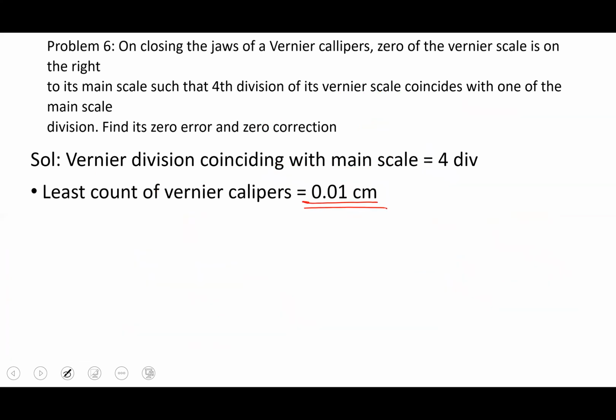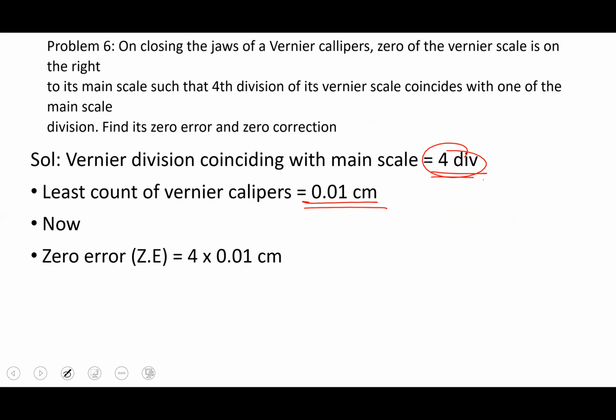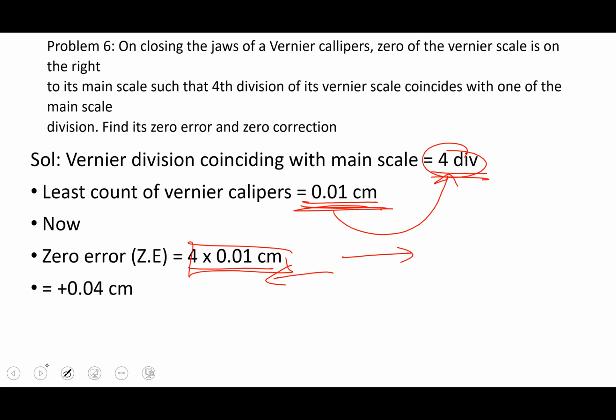It is 0.01 centimeter. Moving on to the zero error. So error was how much? 4 deviations. So we multiply this least count with this deviation, it will be 4 multiplied by 0.01 centimeter. So error is this much, but was it positive or negative? Either the zero was on the right side of the Vernier caliper or the left side. So it says the error is positive.